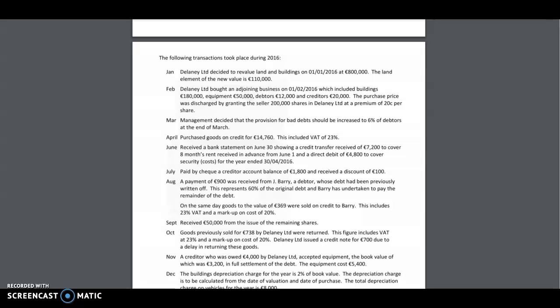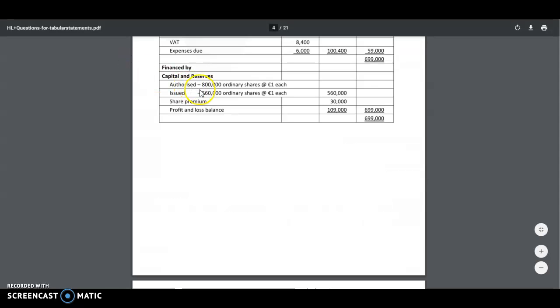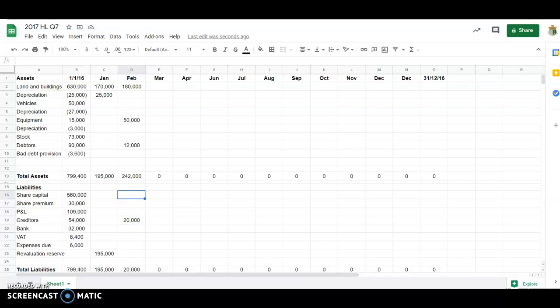Now, the purchase price was discharged by granting the seller 200,000 shares in Delaney at a premium of 20 cents per share. So let's go up to these shares. So we have authorized share capital of 800 and issued of 560. So we are issuing another 200,000 euro of these shares that cost €1 each. Okay, so I'm going to add 200,000 on to my share capital. So another 200,000 €1 shares are being issued. So that's another 200,000 being added on to the share capital.